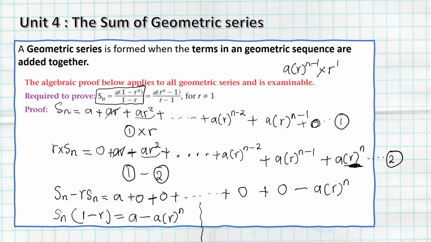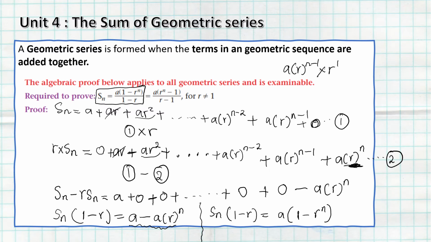Okay, then you can see that we have a common factor here. Can you see there's a common factor of A? We can take it out. So here we have 1 minus R. There we have a common factor of A. If we take A as our common factor, we have 1 minus R exponent n.